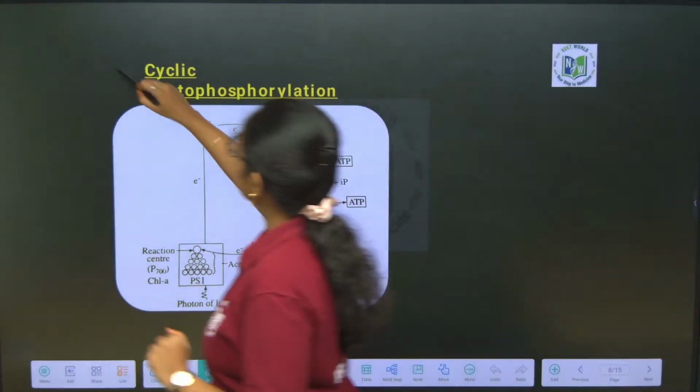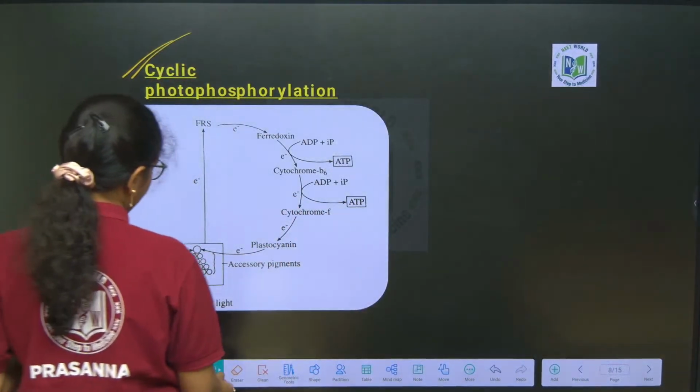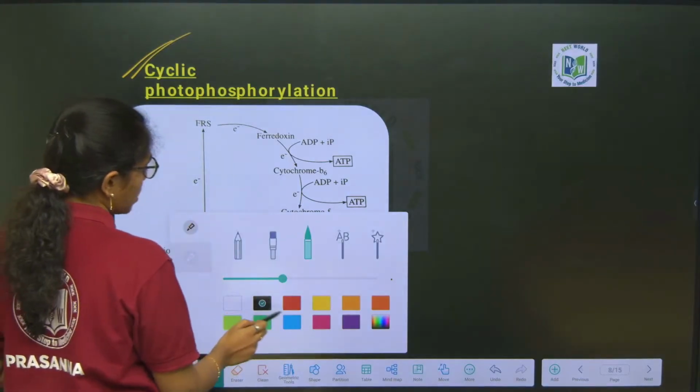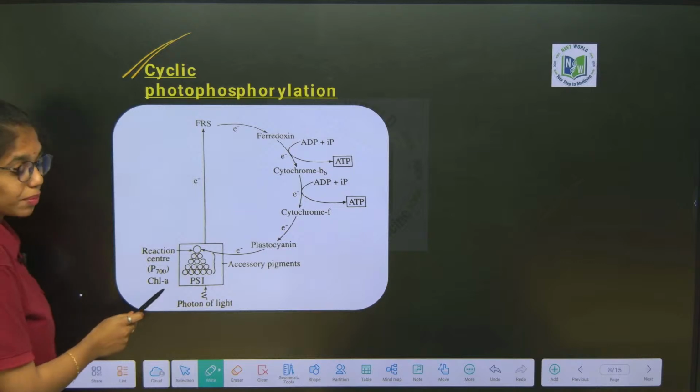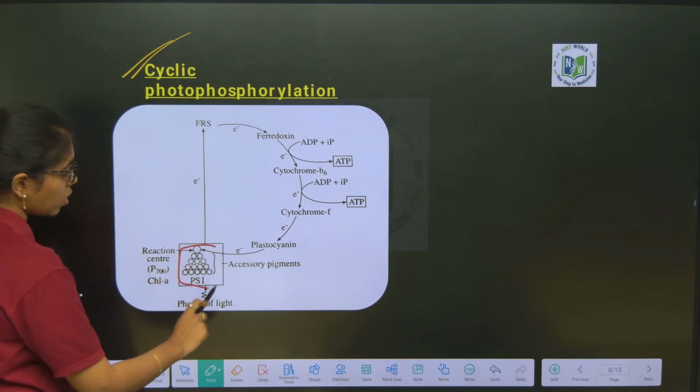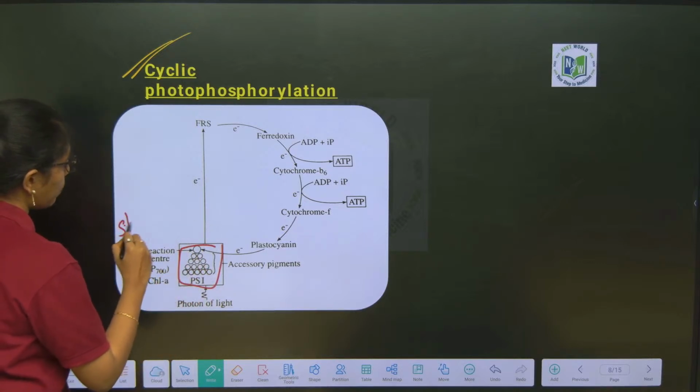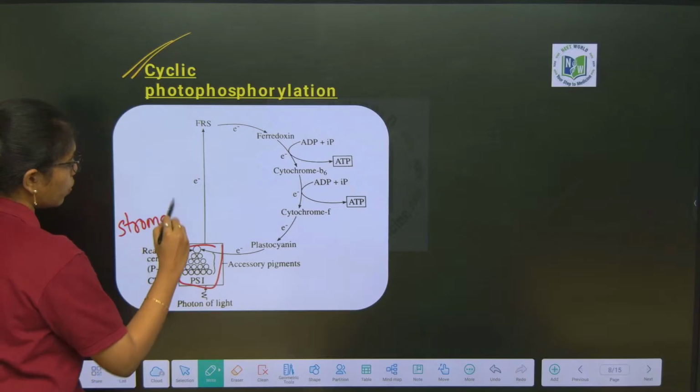First, let us look into cyclic photophosphorylation. Here you can clearly see, as I told you, light is absorbed in the form of photons, and photosystem 1 is present only in the stroma lamellae. Stroma lamellae is involved over here.